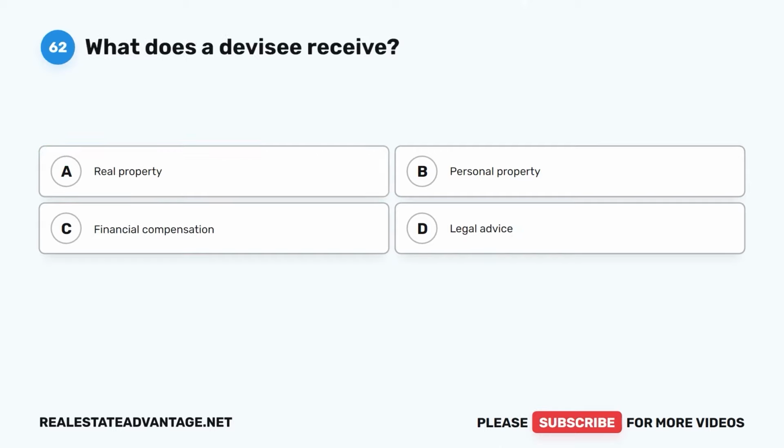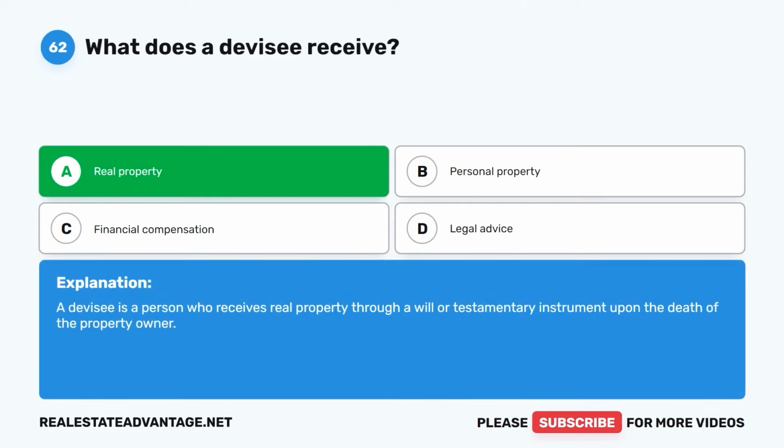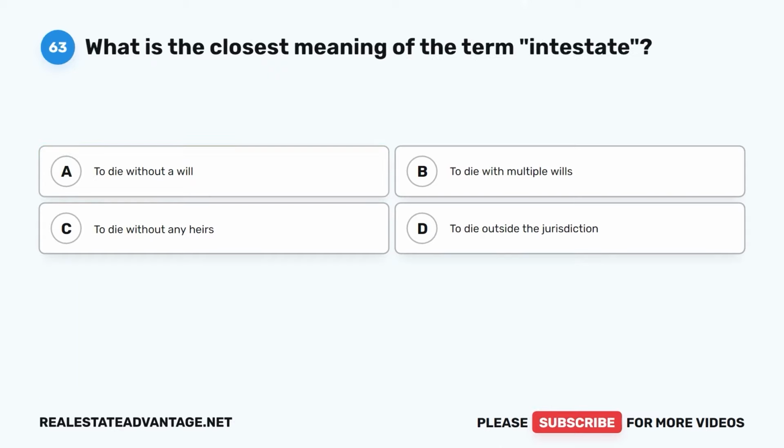Question 62. What does a devisee receive? A. Real property. B. Personal property. C. Financial compensation. D. Legal advice. The correct answer is A. Real property. A devisee is a person who receives real property through a will or testamentary instrument upon the death of the property owner.